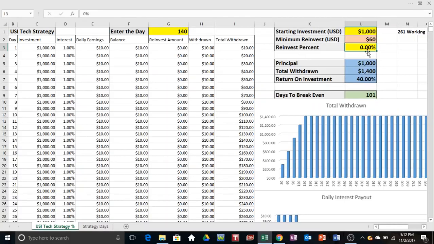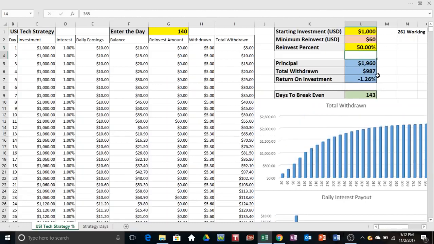So the reinvest percentage here. Let's say we want to reinvest 50% of our earnings. So we just put 50% in there. You see how that changes the graph down here. And you see on day 140 you'd have $1,900 principal, and you would have withdrawn a total of $987. So that's what you would have there. And let's see, your days to break even, there we go, 143. So 3 days after the end of your contract, you would actually break even using the 50% solution there.